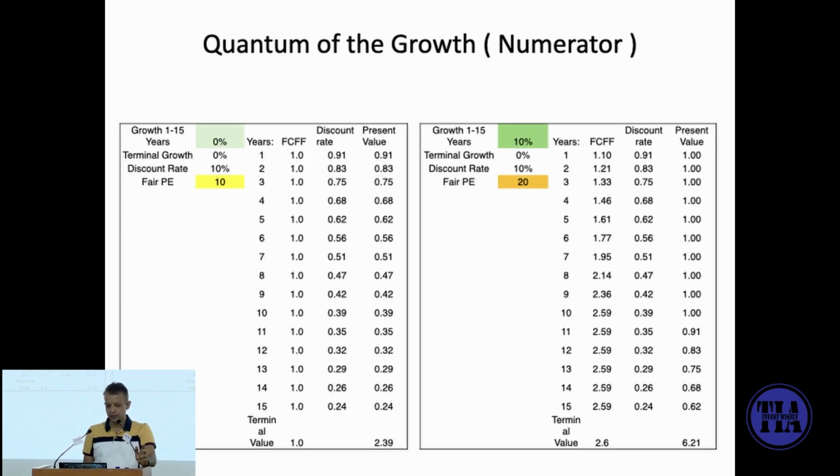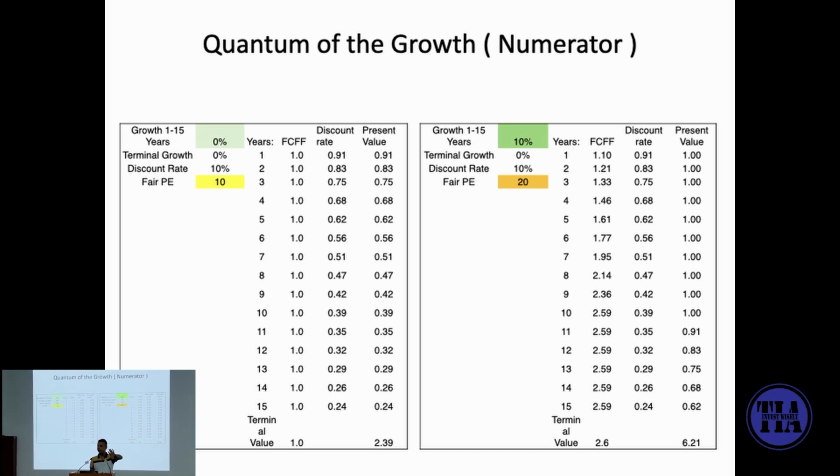Correct? So I've just done an example. I don't know if you're able to see the number, but I'll just call out. Growth 0, terminal growth 0, discount rate 10%, PE 10. It means 0 growth, discount rate 10%, the PE is 10. Correct? Mathematically, that's it. The moment I increase the growth rate to 10% for the first 15 years, terminal growth 0, same discount rate, the PE will move to 20. So from a 0 growth company, you have gone to 10% growth for a 15-year period. The PE moved from 10 to 20. You're able to get it?